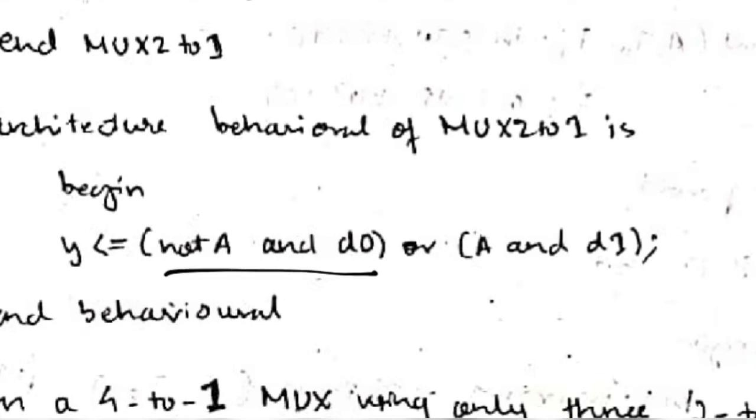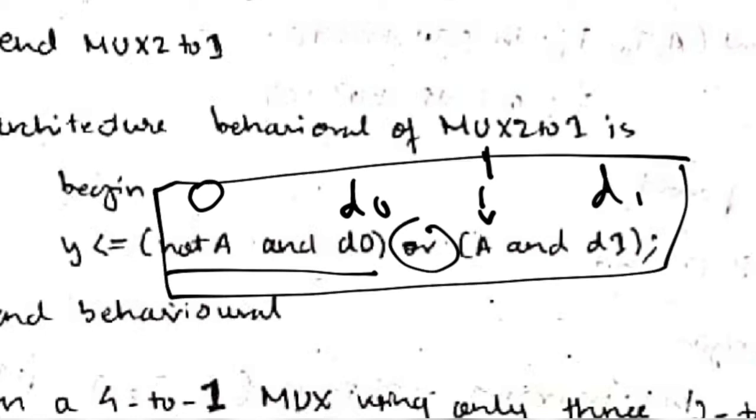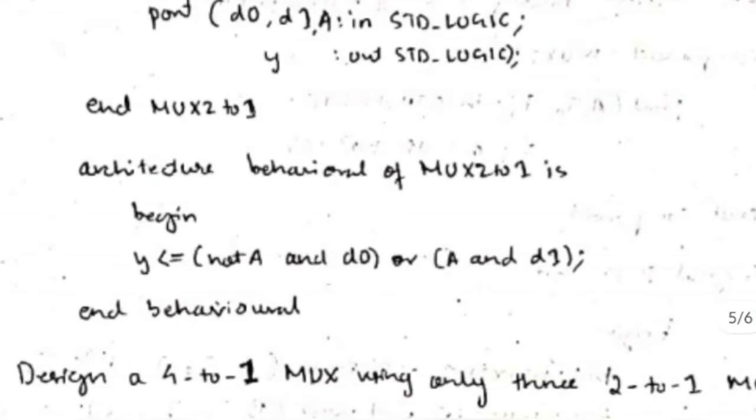So not A and D0, when it is 0, D0 should be selected. When A is 1, D1 should be selected. So in that way we will write the Y equation using an OR. Okay, that's the architecture part for 2:1 mux.